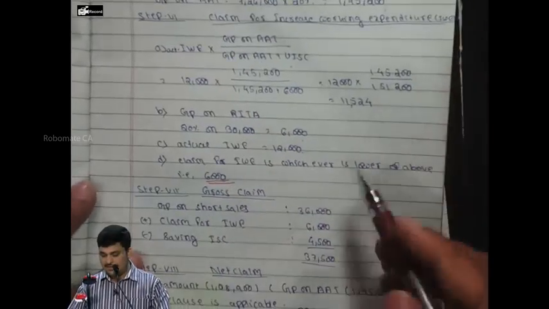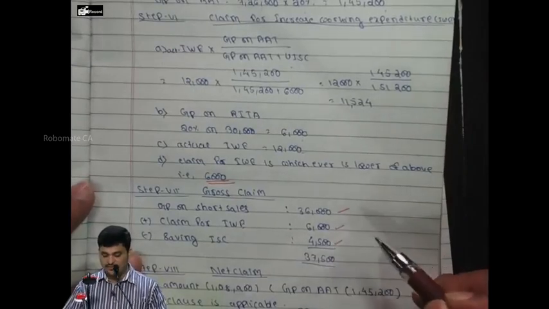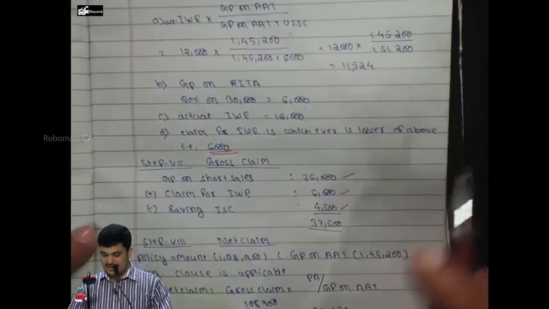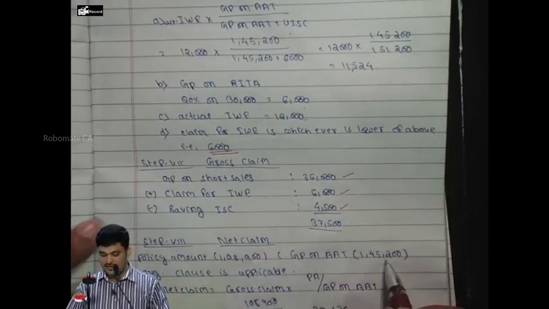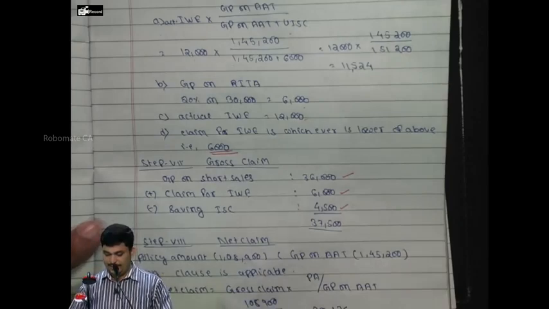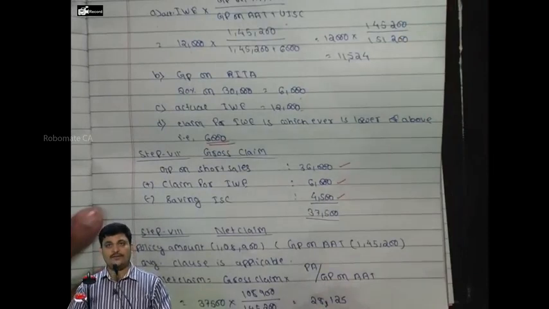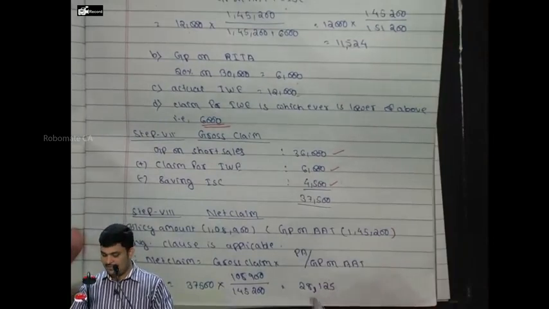Then gross claim 36,000, GP on short sales 6,000, savings in insured standing charge 4,500. You are getting 37,500. Policy amount 1,08,900 is less than GP and AAT 1,45,000. Average clause is applicable. So net claim equals gross claim into policy amount divided by GP and AAT. So 37,500 into 1,08,900 by 1,45,200. You are getting 28,125.